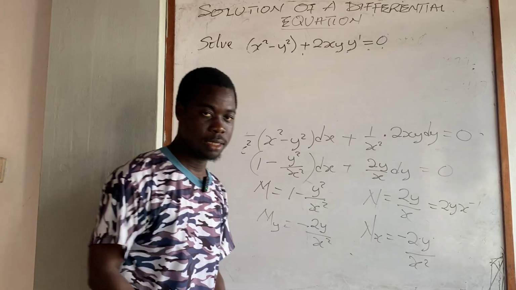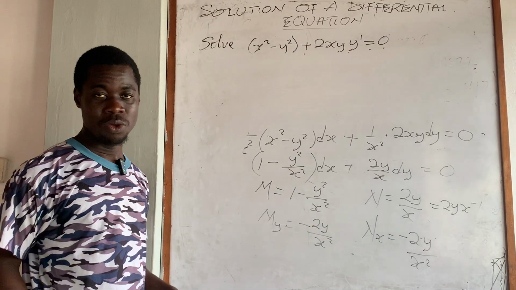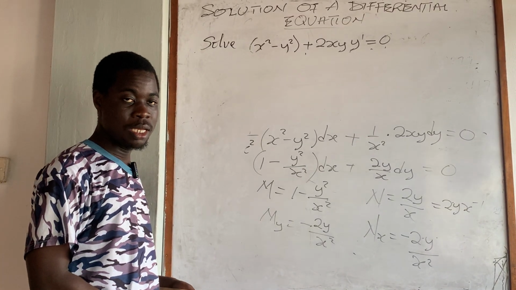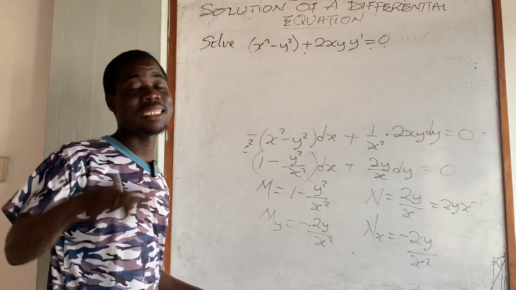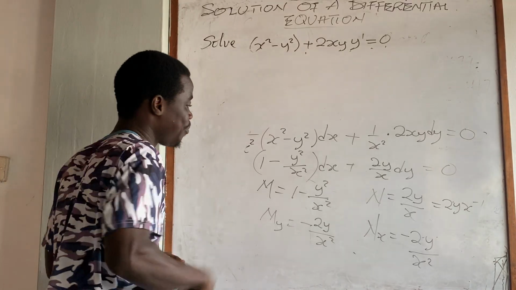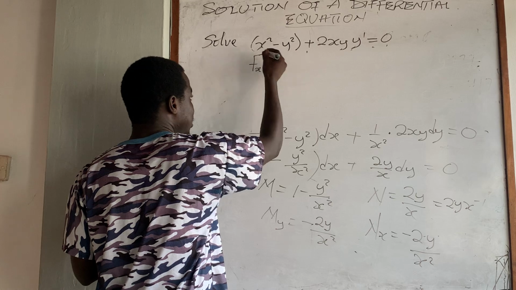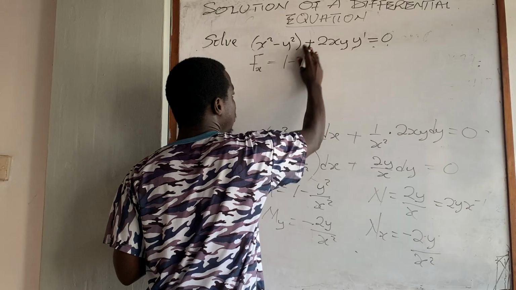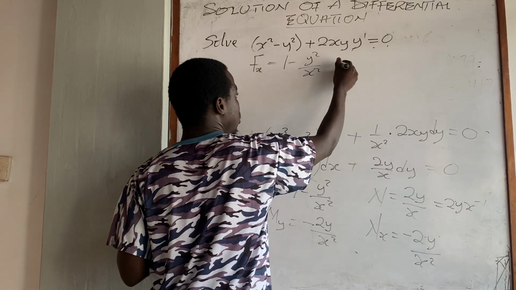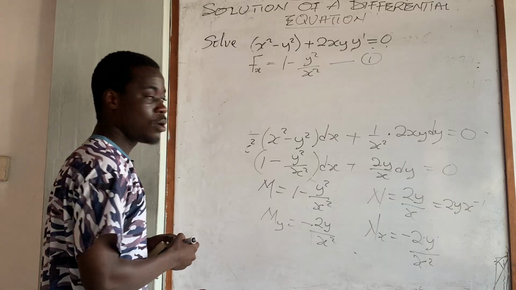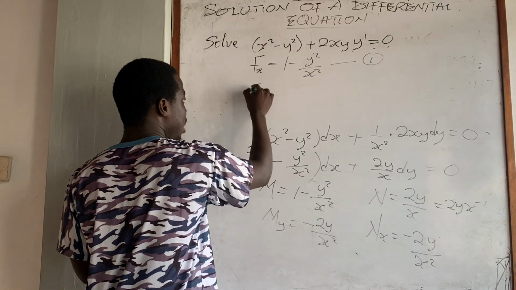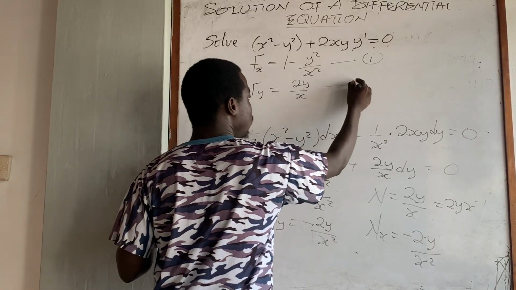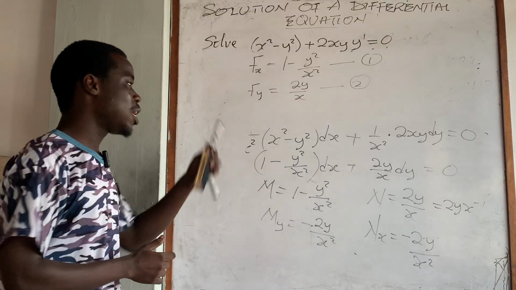So since they are exact, we will assume that there is a function f which has been differentiated with respect to x and with respect to y. Do we get it? So here, when you get to this side, you use the exact method to solve the question. So let's see. I have f sub x, and that one will be equal to what I have over here: 1 minus y squared over x squared. And this will give me equation 1. The second equation too, I'll get f sub y, which is equal to 2y over x, and this will give me equation 2.